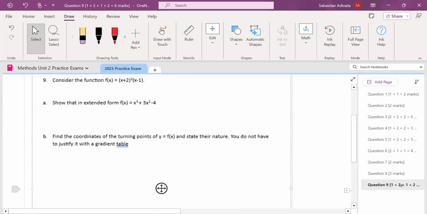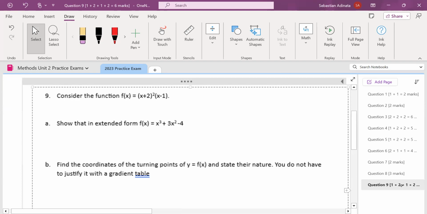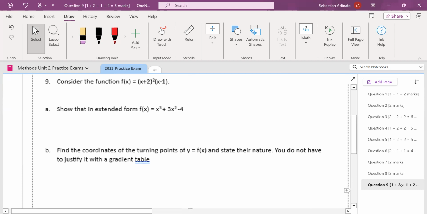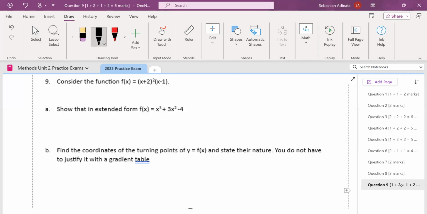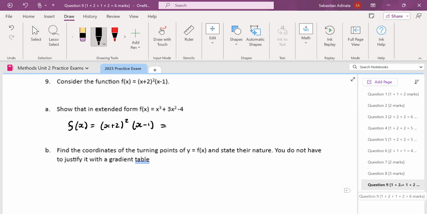final question. Consider the function f of x equals x plus 2 squared times x minus 1. Show that in expanded form f of x equals x cubed plus 3x squared minus 4. Basically, they want us to expand. Whenever you see a show that like this, basically saying, here's some 3 marks. f of x is equal to x plus 2 squared, x minus 1. Now, I like to always do this slowly. x plus 2, x plus 2, x minus 1.